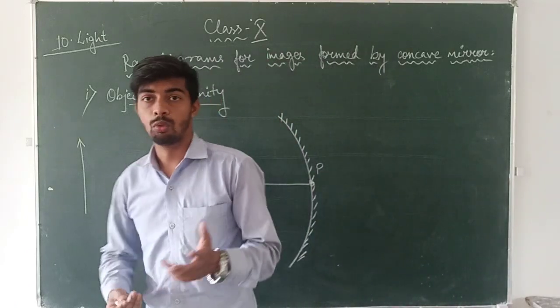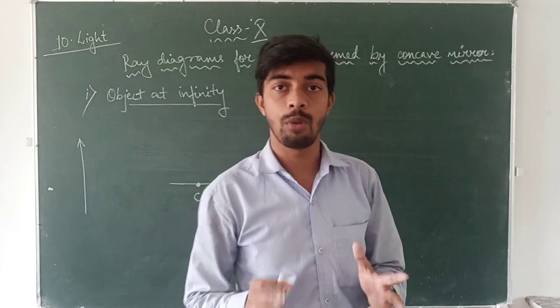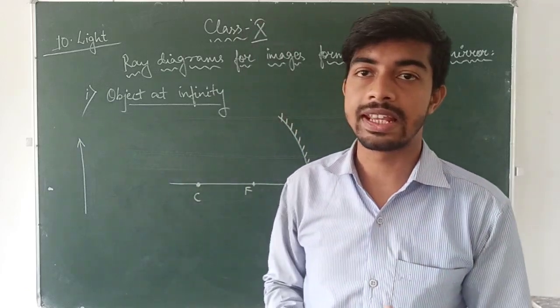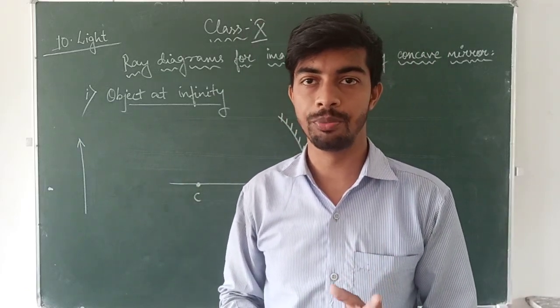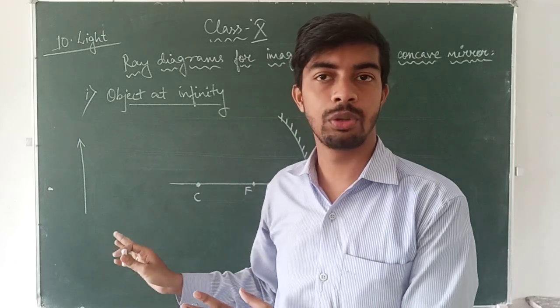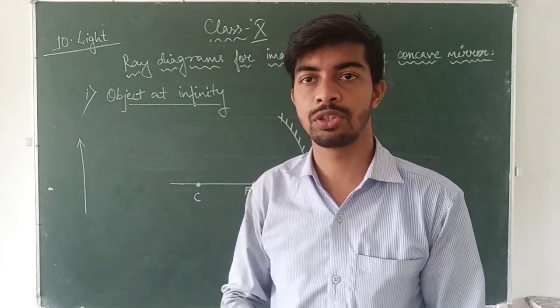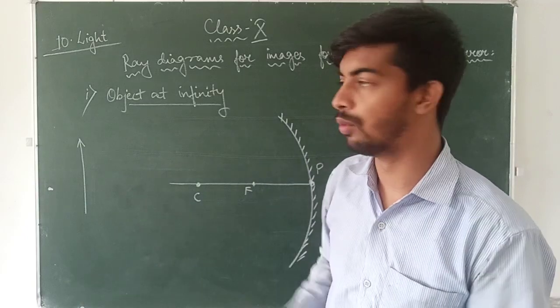Then, while drawing the ray diagrams, to get a proper image, we always take two rays from the object. Now in this case the rays will be different, in the upcoming cases the rays will be a little bit different. Now let us see how.